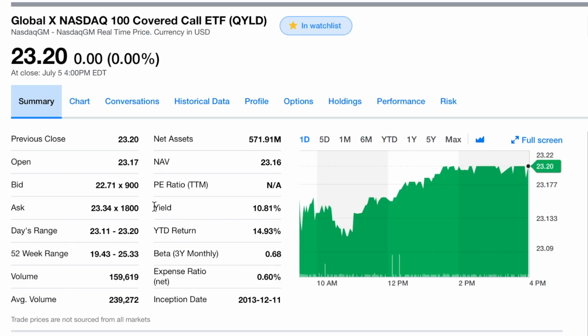So if you think the stock market's going up right now, you would buy a stock like this, and it generates more income than, say, the SPY, which only pays like a 2% dividend. This one actually has a yield right now of 10.81%.